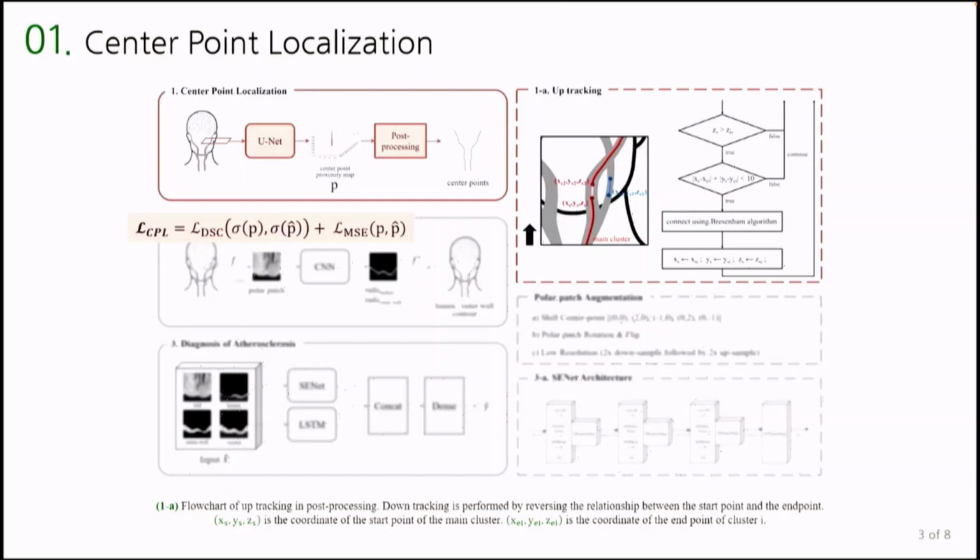Up tracking travels from neck to the head, while down tracking travels in the opposite direction. Up tracking works like the flowchart on the screen. Down tracking performs the same by reversing only the relationship between the start point and the end point.